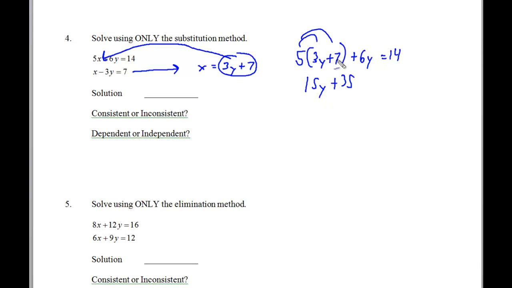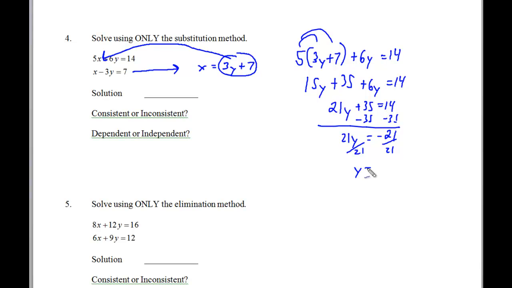Alright, so I distribute the 5, that's 15y and 35, plus 6y equals 14. 15 and 6 make 21y, and I'm going to have my plus 35 equals 14. Now I'm going to subtract my 35 from both sides. Alright, so I get 21y is equal to negative 21. Divide both sides by 21. y is equal to negative 1. Alright, so there it is. y is equal to negative 1. So in my solution set, I'm going to have an answer of negative 1.